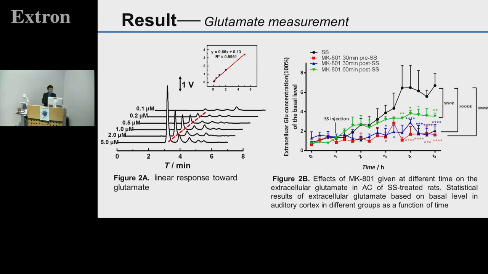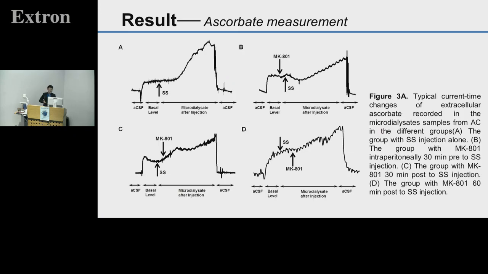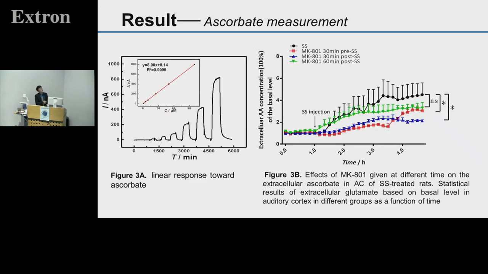And then we detected the glutamate. It seems the same: for the tinnitus group, we can see it is growing. For the other 3 groups, we can see it is greatly depressed, as shown at the bottom. The one at 1 hour after is also depressed, but not so well. And we also tested the ascorbate. The results were similar. We can see it is increasing without intervention, but in the other 3 groups it is not going up so much. And 1 hour after, it is going up, but not so much.